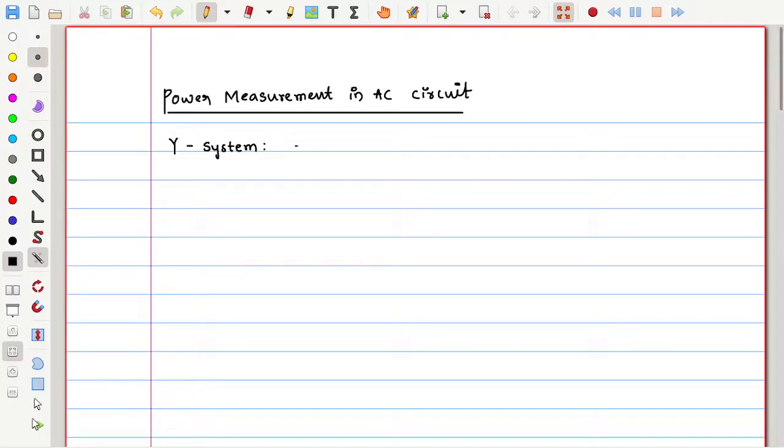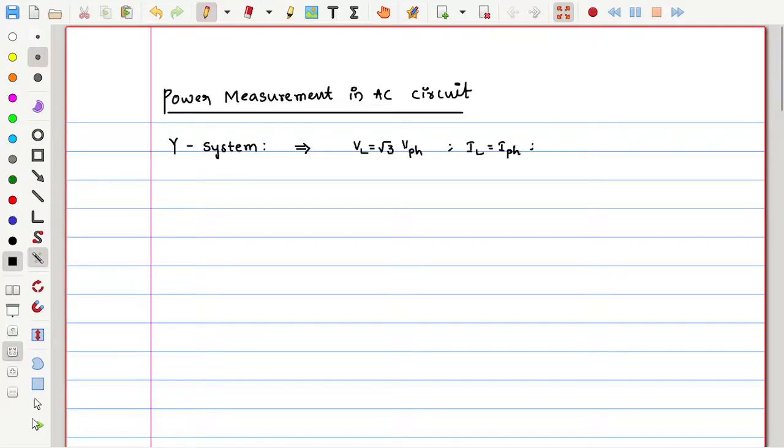And mainly in the star connected system, we had discussed the line voltage and phase voltage relationship. So what is the line voltage? Either way, phase voltage is equal to VL by root 3, or VL is equal to root 3 times V phase. This is for the star connected system, and the line current is equal to phase current.